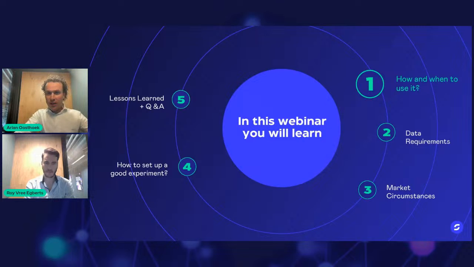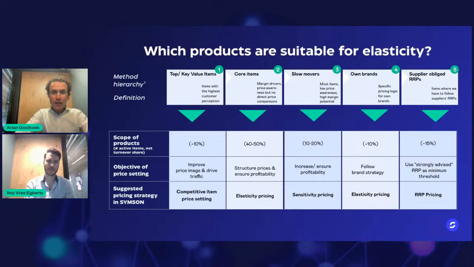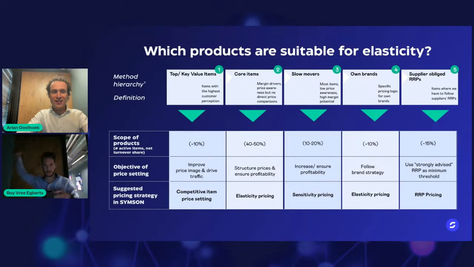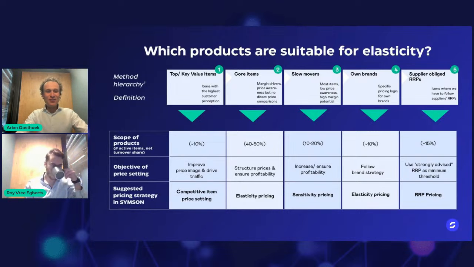So let's kick off with how and when to use it. First of all, we start with a kind of product segmentation to determine which products are suitable for elasticity. We have a filtering method to come to the right products to use for elasticity. On the left side, you see the top items and the top key value items. They are often the most valuable items for your customers. These items drive traffic, but also drive the price image and price perception among your customers.